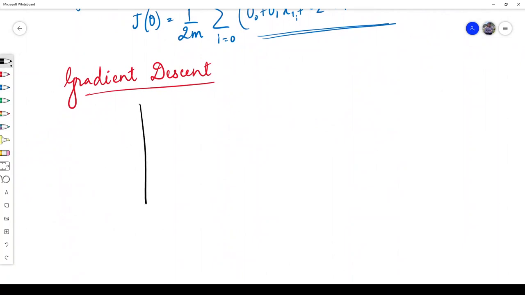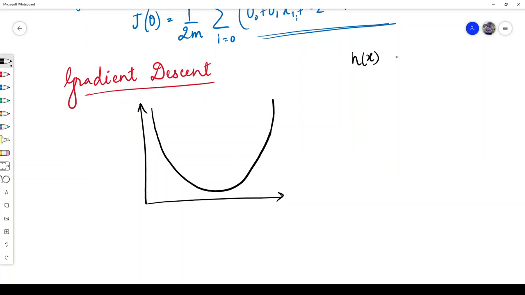Okay, so let us say we have a plot here. Again, we are working with one variable here. So in this case, the example is what you know in popular terms as y equals mx plus c. Let's say across this axis you have theta naught and across this axis you have theta 1.